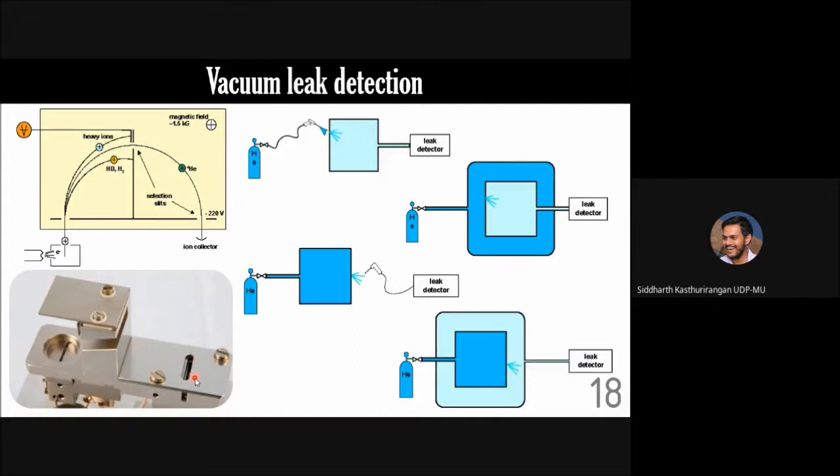Helium is used because helium has a very high diffusion coefficient. It's a light gas, so even through very minute cracks, etc., it can pass through, and so it is easy to locate the leak easily. Okay.